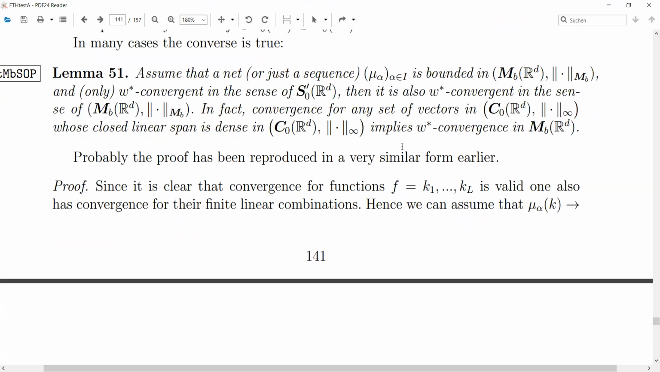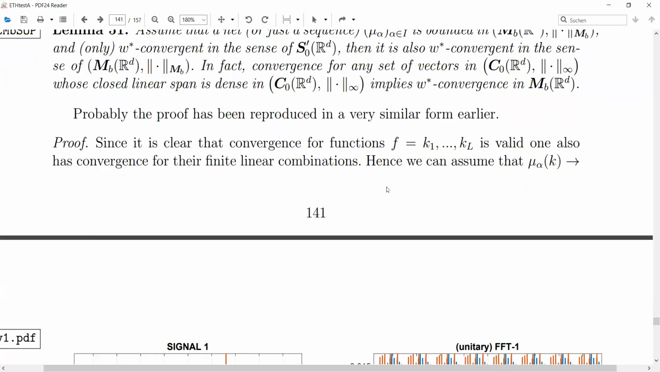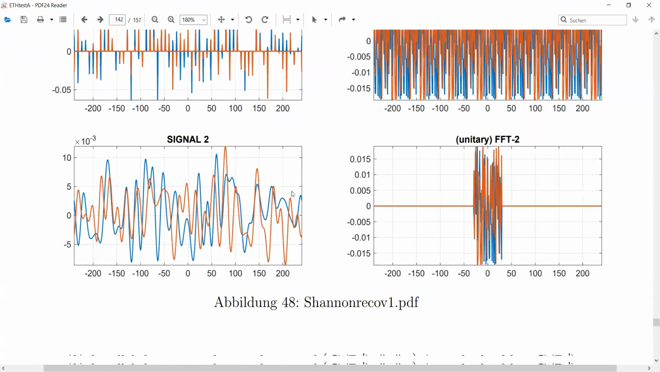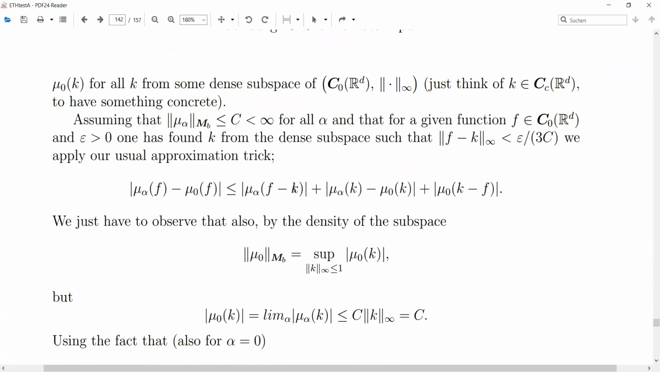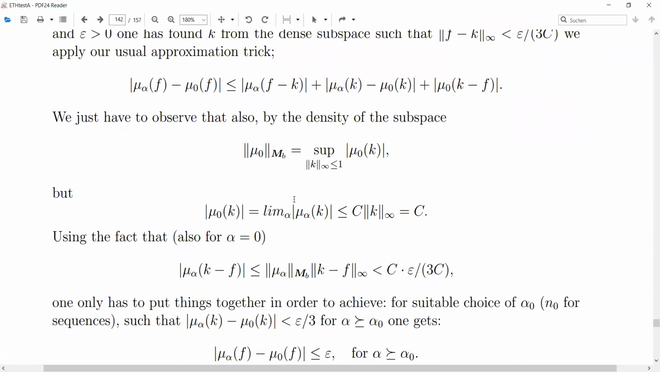So assume you have a set of atoms, so to say, and if you take linear combinations of the atoms, you can somehow show this kind of convergence, so that f is a linear combination of these generating elements. Then everything is fine. How would you extend it to the general situation? And the answer is to use the standard trick. If I claim this now for an arbitrary f, you don't have to care too much about details, I just explain the main arguments here.